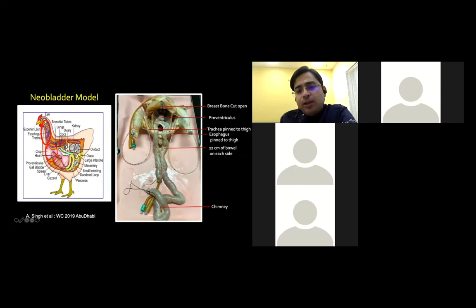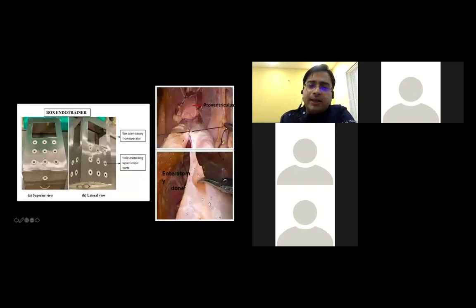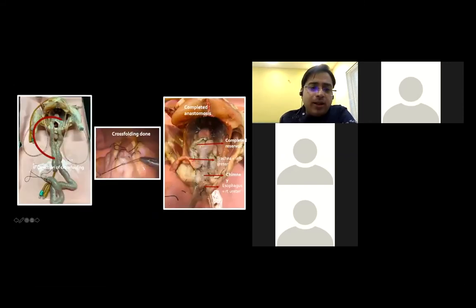Now you open this particular model. So you can place this particular assembly into the box trainer. You first do a ureteric anastomosis with the bowel, so ureteroenteric anastomosis. Once the ureteroenteric anastomosis is done, then you open the bowel along the antemesenteric border, form the posterior plate, and then cross-fold the bladder like the Karolinska group would do.